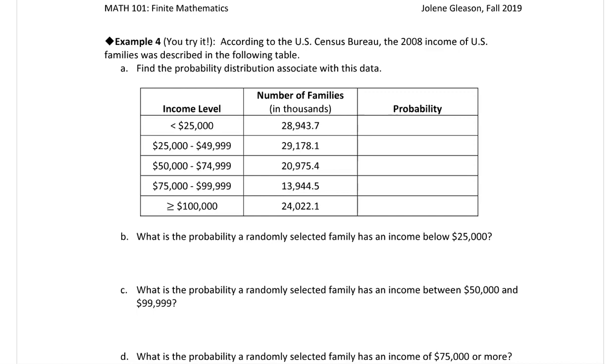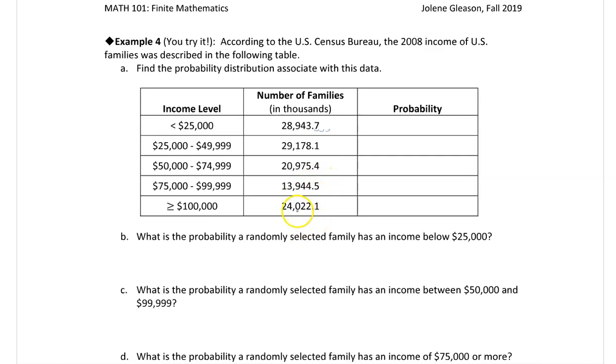All right, so let's take a look at this problem. According to the U.S. Census Bureau, the 2008 income of U.S. families was described by the following table. So we have a bunch of income levels, and then we have a number of families listed. Now, notice that this is in thousands. So this is actually 28 million 943,000 families. Everything just requires moving the decimal place three over. But we can work in thousands. That's fine. That's not a big deal. We'll just work in thousands.